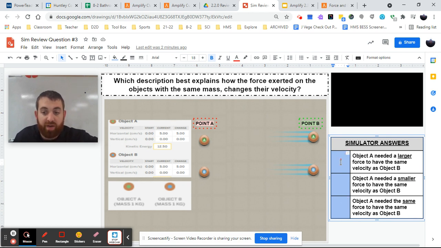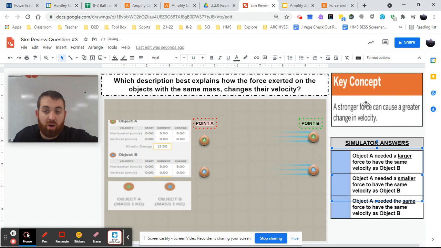So if we give A larger force, that means it would have a larger velocity than B. If A was given a smaller force than B, it would have a smaller velocity than B. Last but not least, A needs to have the same force to have the same velocity. We know this because a stronger force can cause a greater change in velocity.